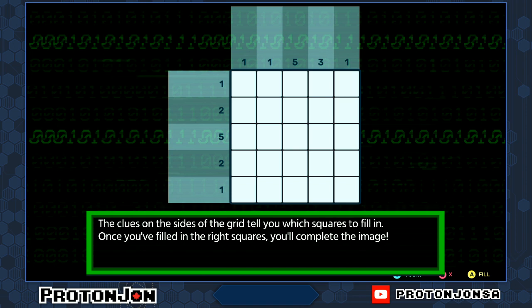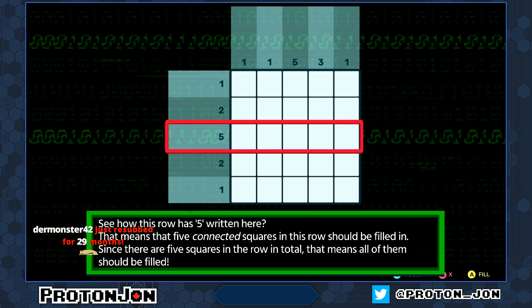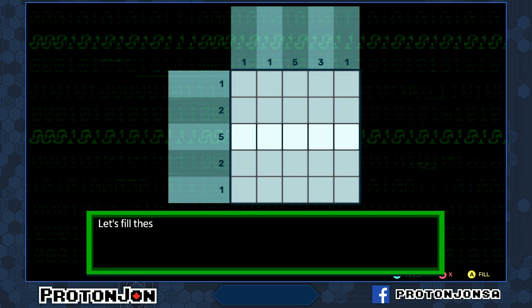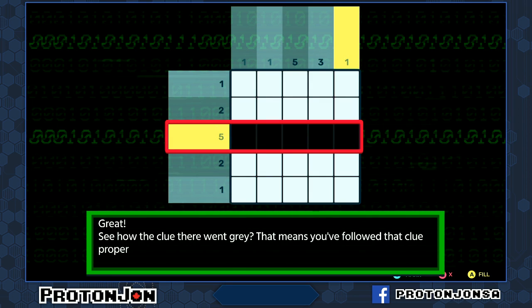The clues on the side of the grid tell you which squares to fill in. Once you've filled in the right squares, you'll complete the image. See how this row has 5 written here? That means it has 5 connected squares in this row, which should be filled in. Since there are 5 squares in the row total, that means all of them should be filled. See how that clue went gray? That means you followed that clue properly.